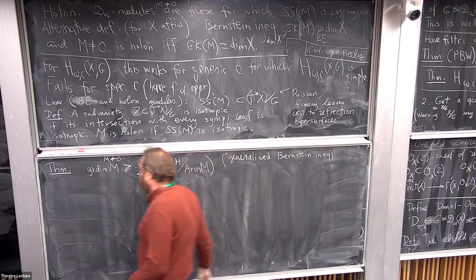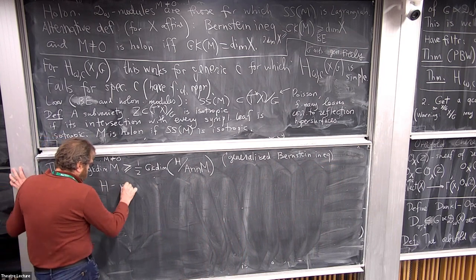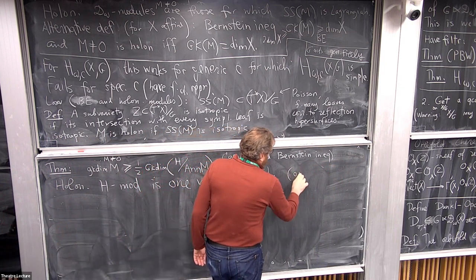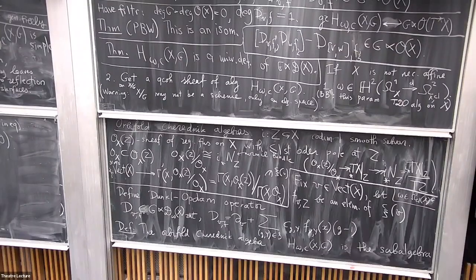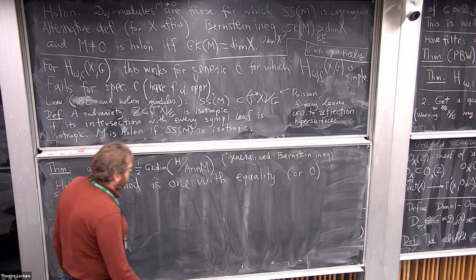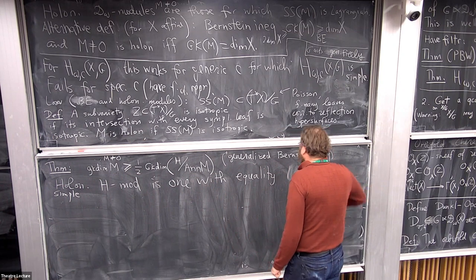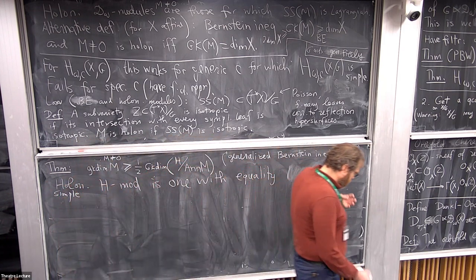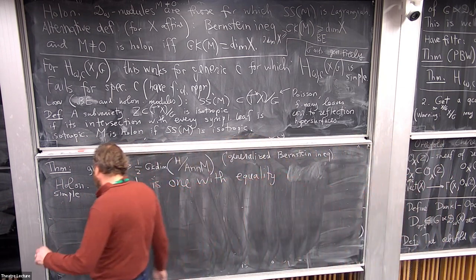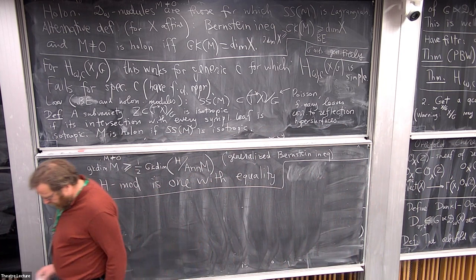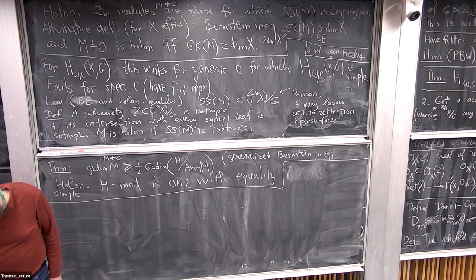And then one can say that a holonomic H module is one with equality, or zero. For a simple H module. Because in this case, what can happen is you can have simple modules with different dimensions, and so you have to be careful with it. All right, so this is the category of holonomic modules. So what we did is we tried to make some geometrical theory of that.